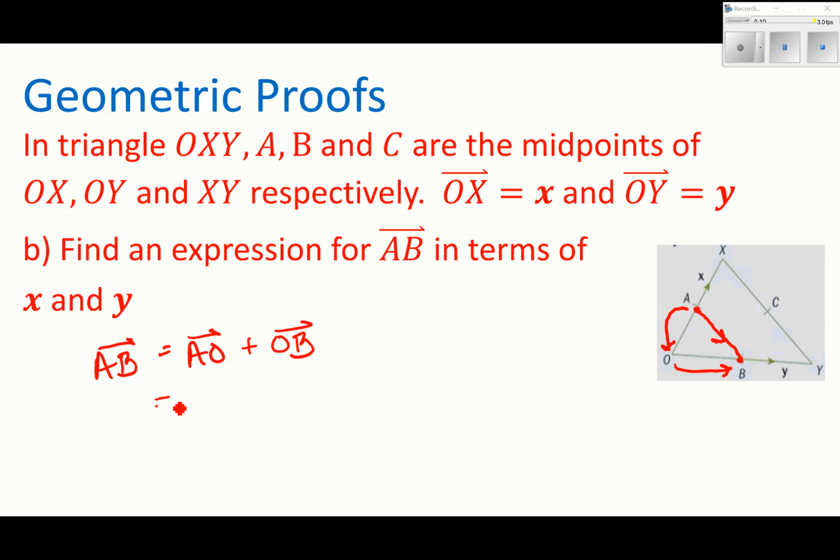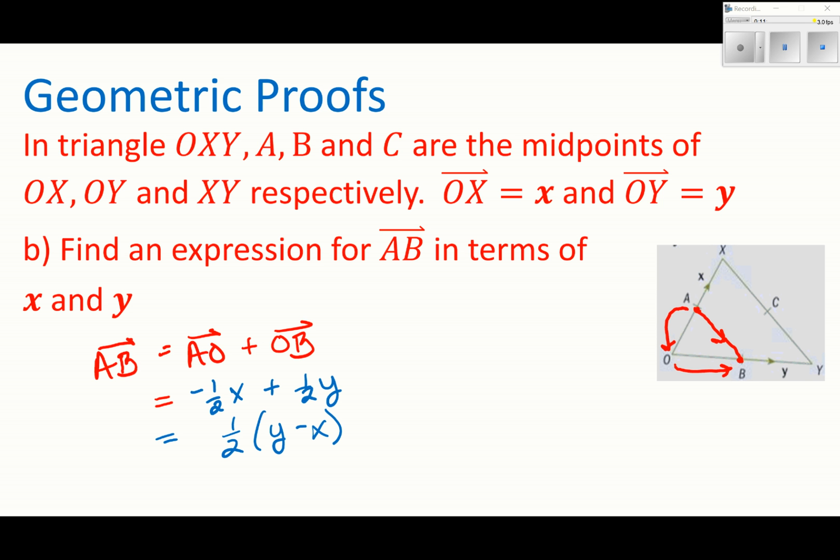We already found this information out. So AO, we could say that's really just a negative 1/2 of X because O to A is 1/2 of X. So A to O is the opposite, negative 1/2 of X plus 1/2 of Y. So this ends up being 1/2 of Y minus X.